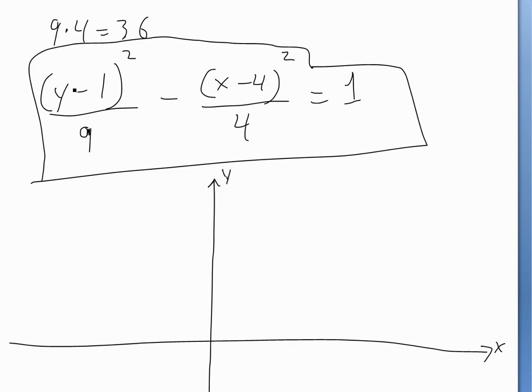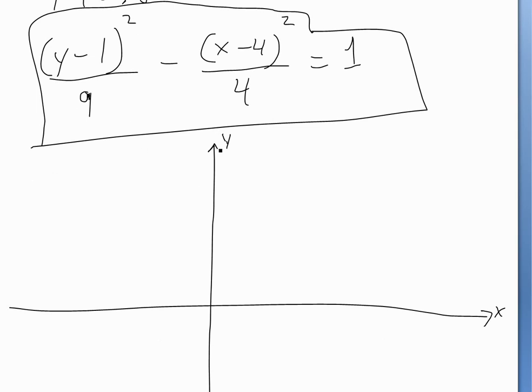So this is x and y. Now here, y minus 1 means that if y is equal to 1, that's when it's 0. So we're shifting it upwards 1, where basically the center of the hyperbola is. And this one here is -4, so this means at x equals 4 is when it's 0, or the origin. So at x equal to 4 is where we're going to have the center. So this is where the center is.